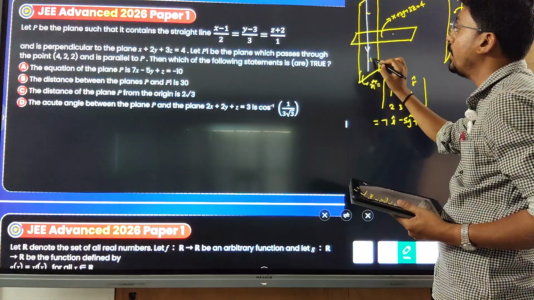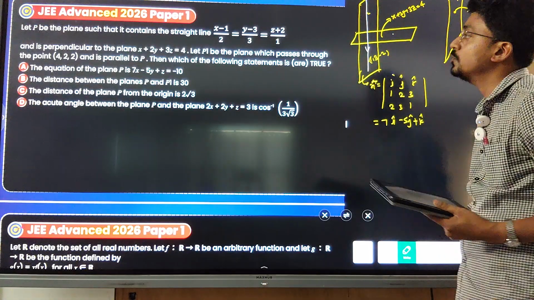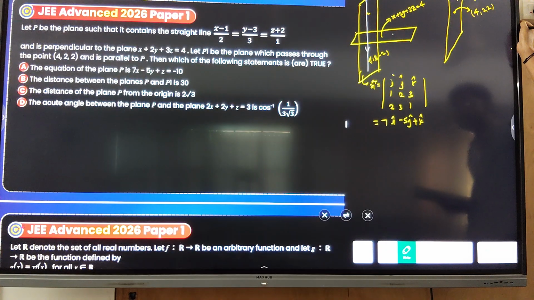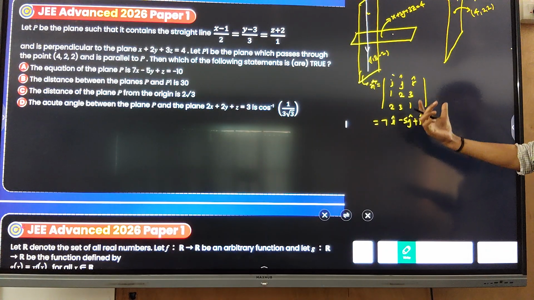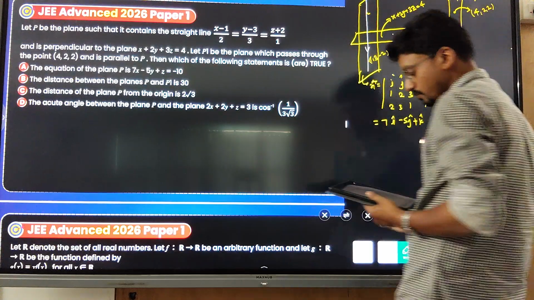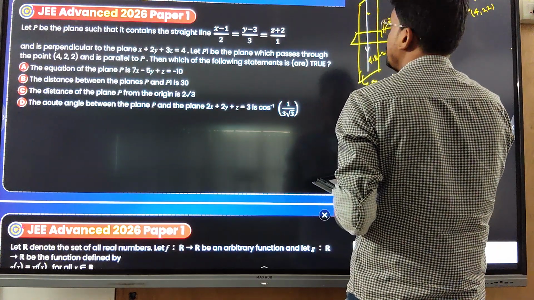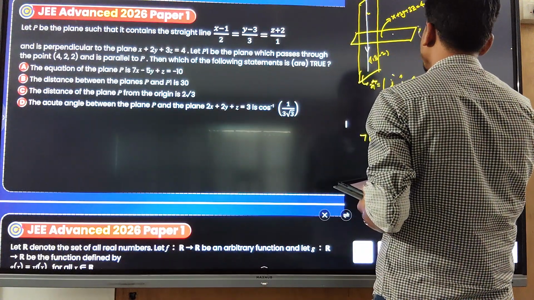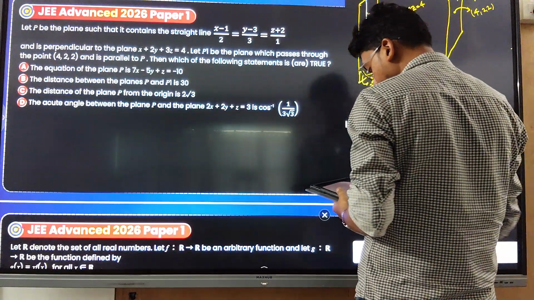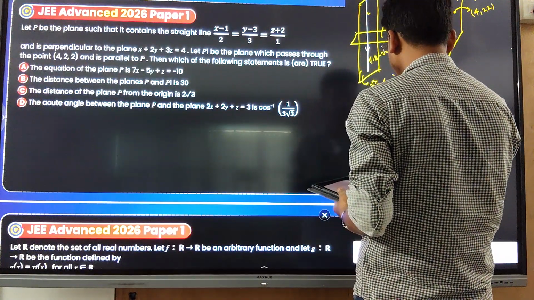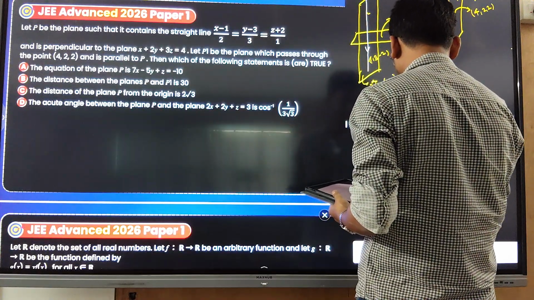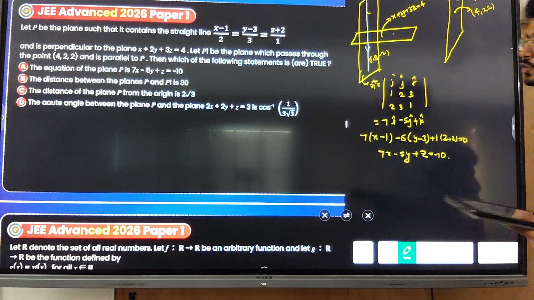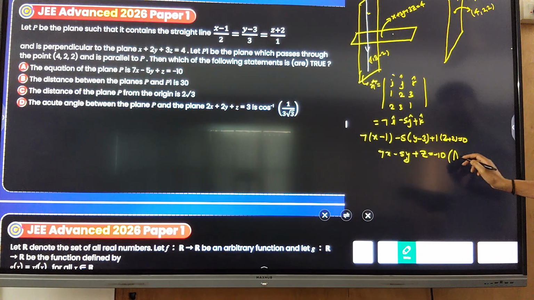This plane also passes through the line, and this line passes through the point (1, 3, minus 2). So we can write the equation of this plane which passes through the point (1, 3, minus 2) and which has the normal 7i cap minus 5j cap plus k cap. 7(x minus 1) minus 5(y minus 3) plus 1(z plus 2) equal to 0. So here we are getting the equation of plane as 7x minus 5y plus z equal to minus 10. So option A is correct.